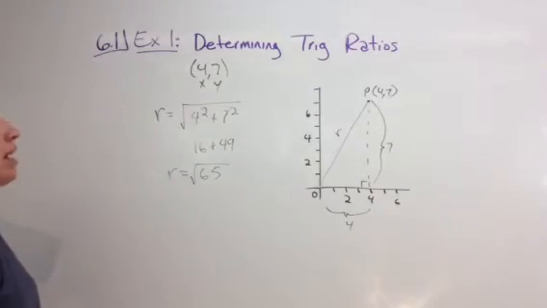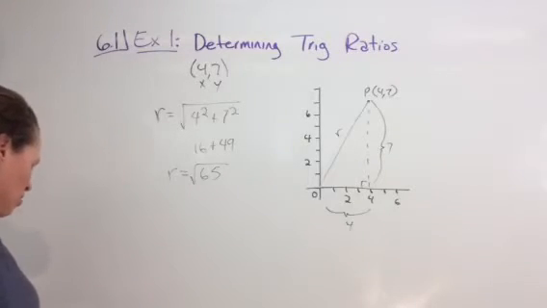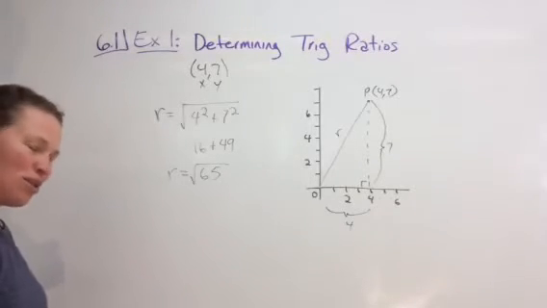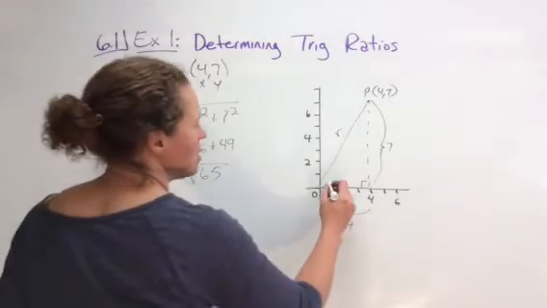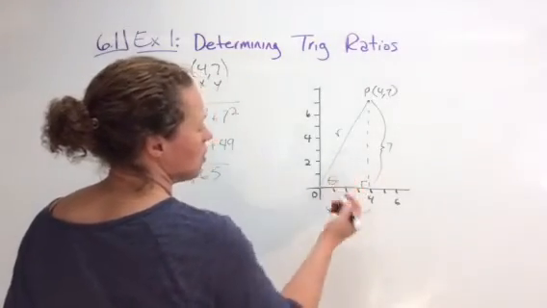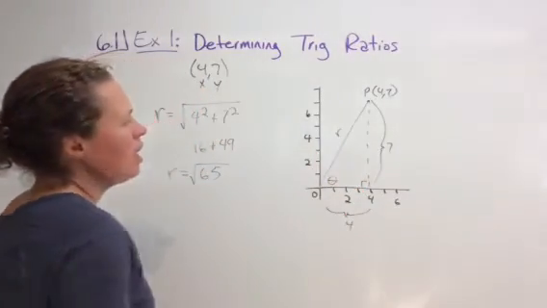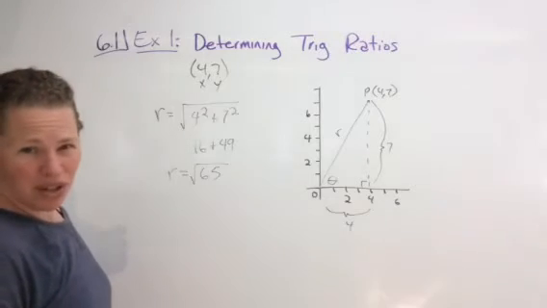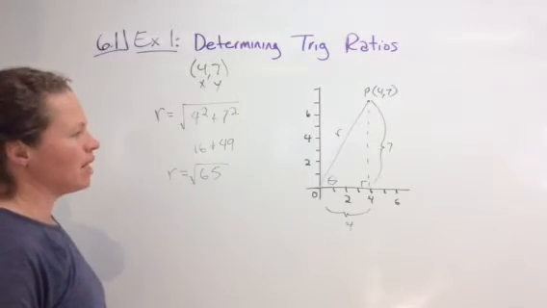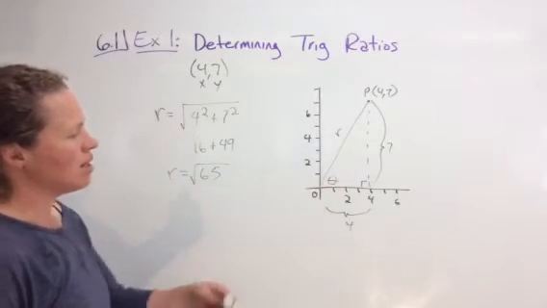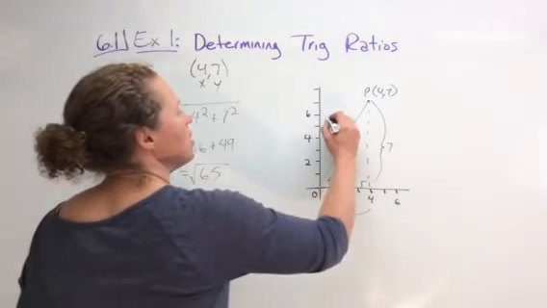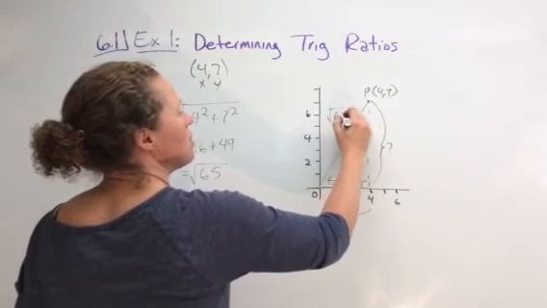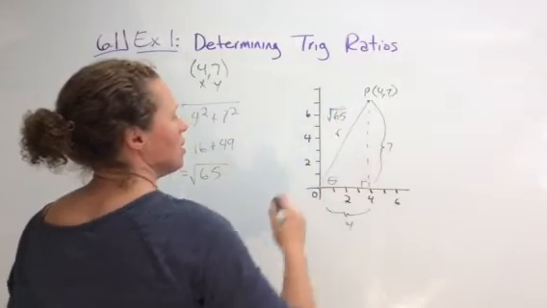Yay! Now, moving on, it asks us to determine the primary trigonometric ratios of theta. So this is theta in standard position. It's always from x upward. And the standard trigonometric ratios are sine, cos, and tan. Now we know that that side is 7, we know that that side is 4, and we just figured out that this side is the square root of 65.